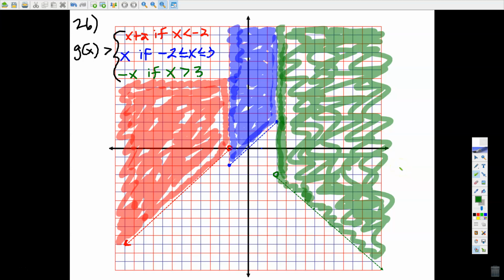Kind of cool. These are, again, called piecewise defined functions, and this is the inequality version of that.